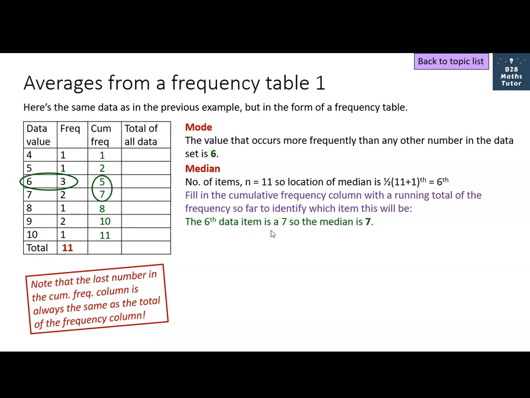The 6th data item is a 7, so the median is 7. And then we've got the mean. So for the mean, you need to work out the total of all the data values and add them together. You do not just add up these numbers here, because we've got 3 of this one and 2 of this one and 2 of this one.